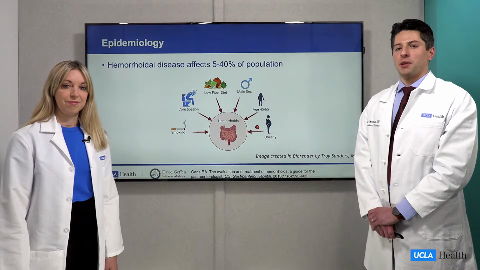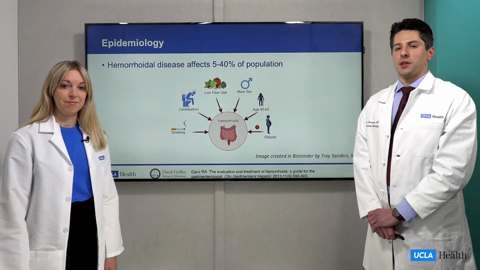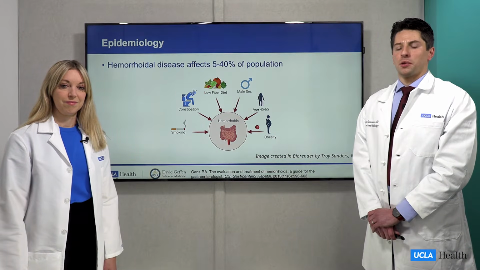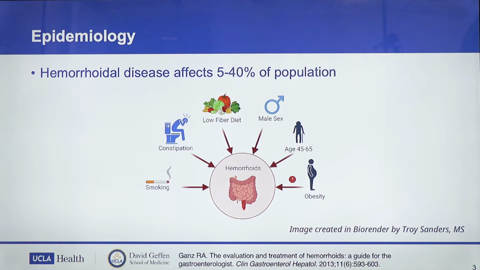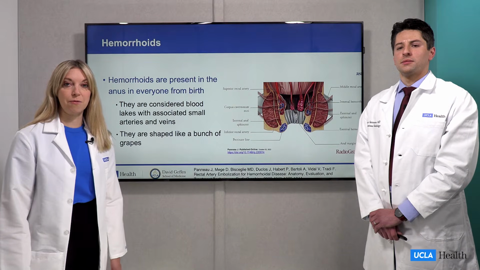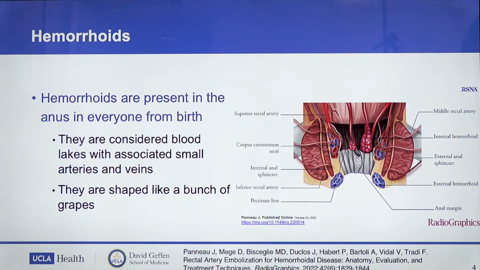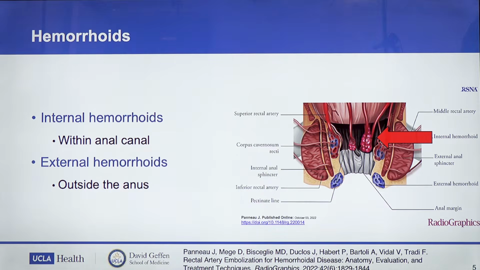Hemorrhoidal disease is very common, affecting up to 40% of the US population. There are many risk factors for hemorrhoidal disease, including age, diet, and bowel habits. Hemorrhoid tissue is actually present in the anus of everyone from birth. These areas are considered blood lakes with associated arteries and veins, and they're shaped like a bunch of grapes attached to the anus itself. Hemorrhoids are either characterized as internal or external. Internal hemorrhoids line the anal canal and appear as purplish cushions, whereas external hemorrhoids are completely outside the anus.